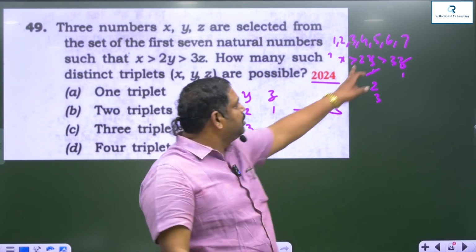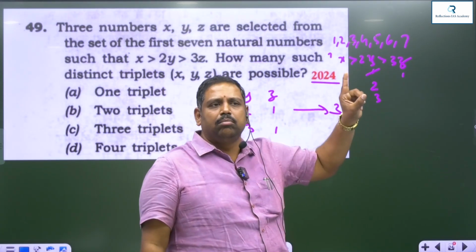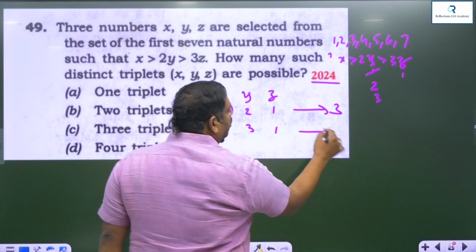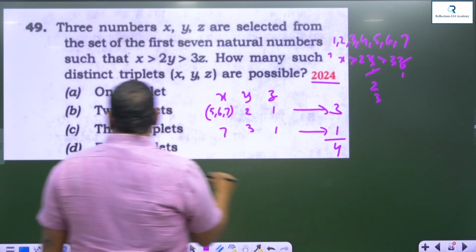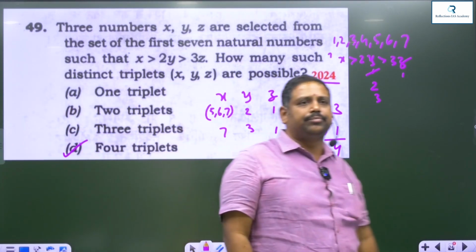3. 2 3s are how much? Then X should be 7 only. Yes or no? How many possibilities do you have? 1 possibility. Total how many possibilities are there? 4. How many such triplets? 4 triplets. It is D.